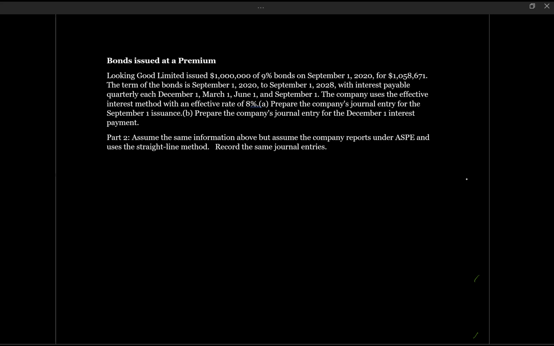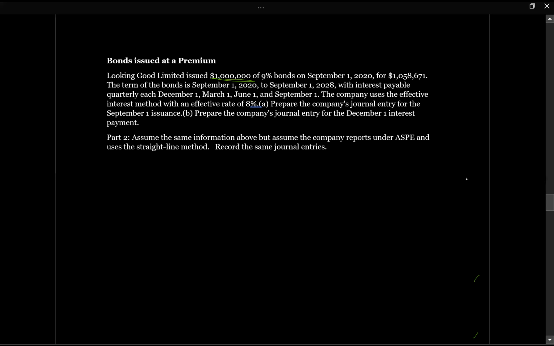Okay, so what do we know here? We know that the bonds have a face value of $1 million, and we know that they were sold for over $1 million. So we know that they were sold for a premium. So we know we're going to need to amortize that premium, and we're also specifically told that they use the effective interest method. So we know we're going to need to set up an amortization schedule to amortize that premium using the effective interest method. So let's just start with one thing at a time. The first thing we're asked to do is prepare the journal entry for the September 1st issuance. So let's start with that.